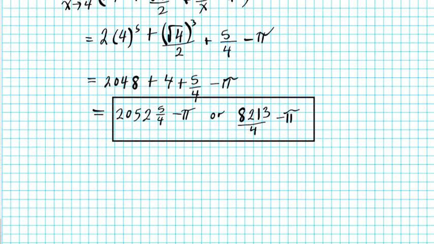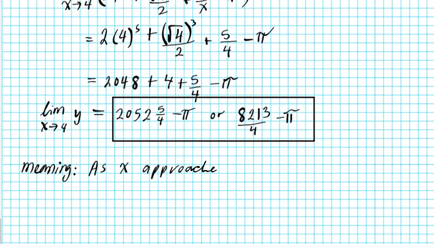So what does this answer mean? Let's write down the meaning. Meaning is as follows. Let's rewrite what the problem says. Limit as x approaches its limiting value 4, y approaches 8,213 over 4 minus pi. So that's the meaning of the result we just got.